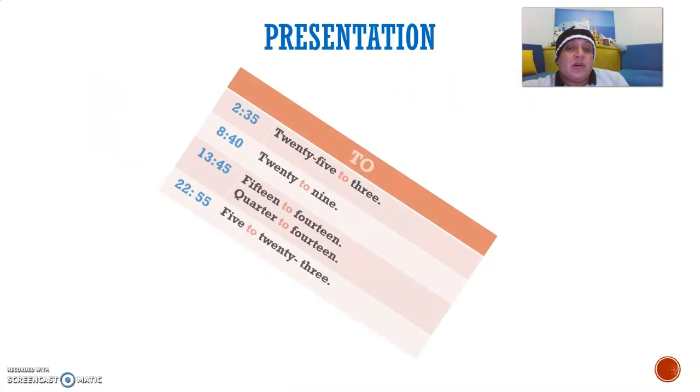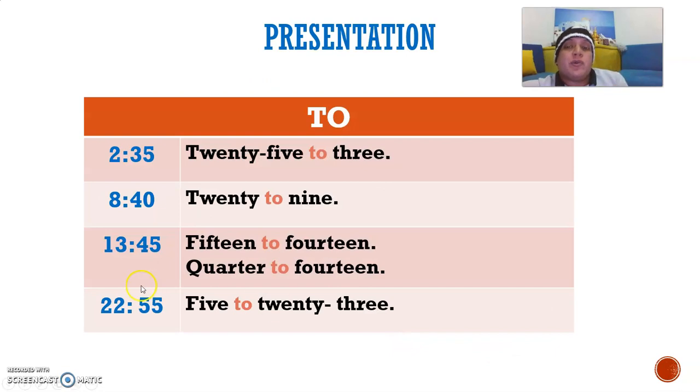Now we'll see how to use the word to. Look at this. 35 to 3. Not to 2, to 3, because it's 25 before 3. We say in Arabic, أقل. Okay, 25 to 3. 20 to 9. So it's not 9, it's 20 before 9.